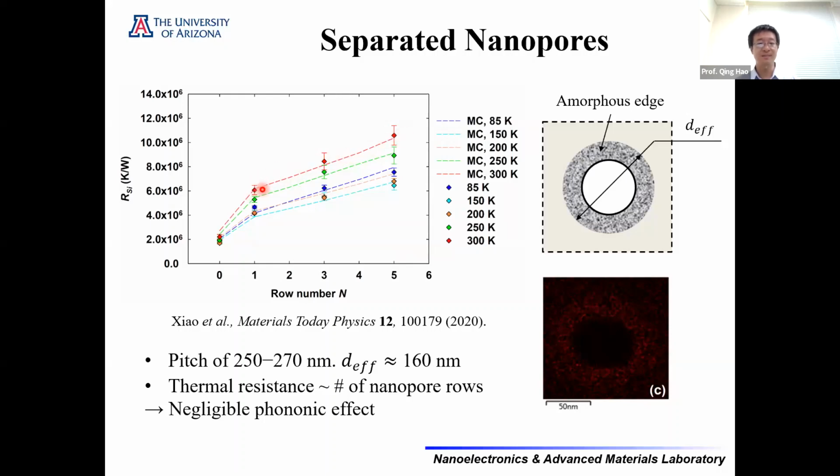That suggests there are no phononic effects, because if you have very strong wave effects, the resistance should saturate. Also, all the measurement data as symbols here can be explained with a dashed line from a phonon Monte Carlo simulation using this effective pore diameter. So basically here we find that for our measured temperature range, we don't have very strong phononic effects. If we want to see those kinds of effects, we have to go to very low temperature or very small structure size.